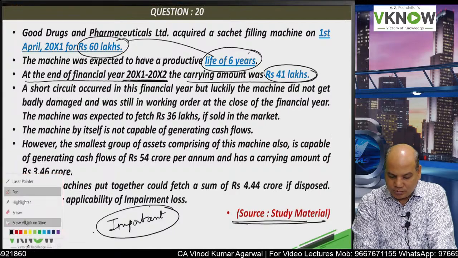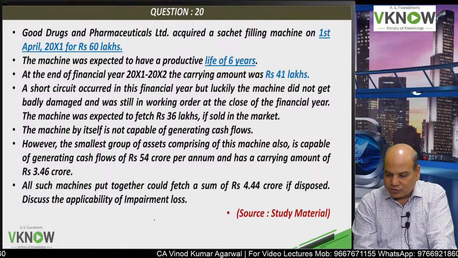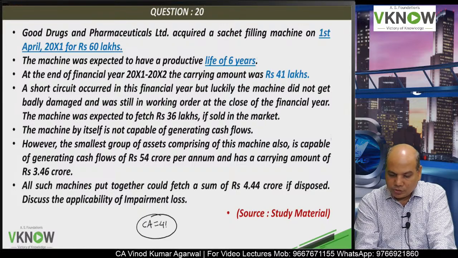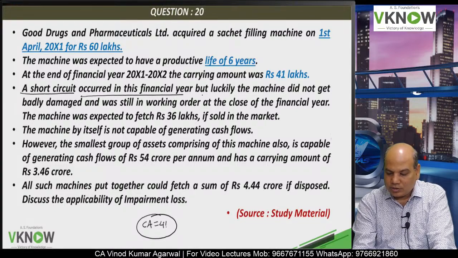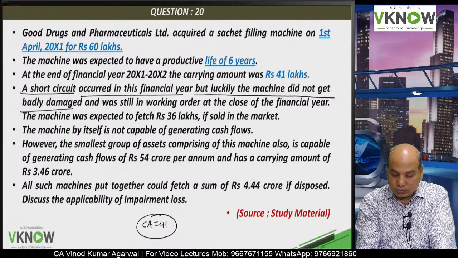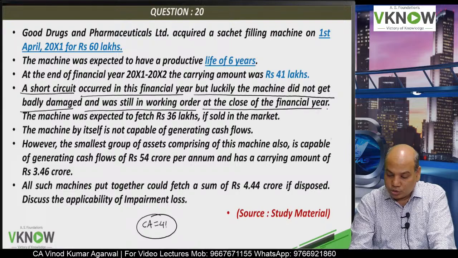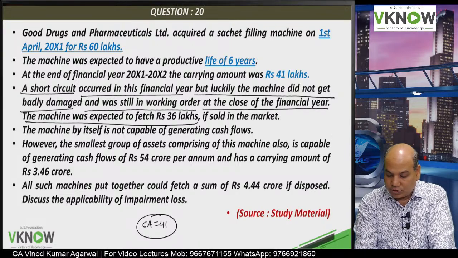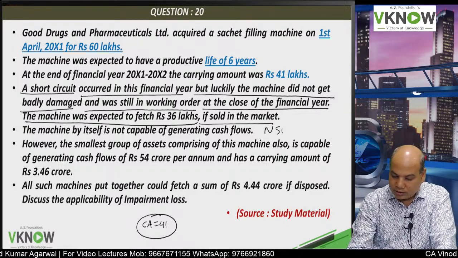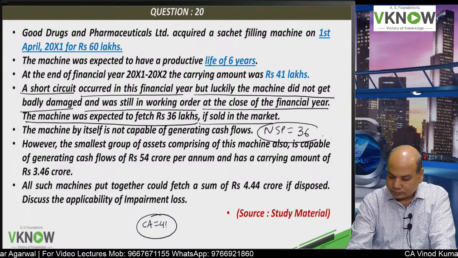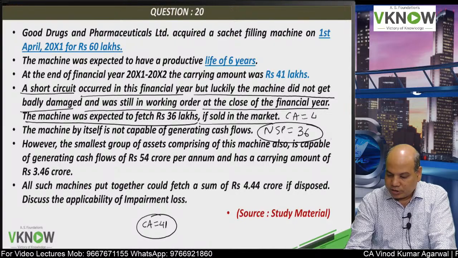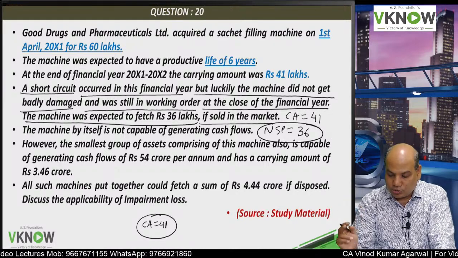So there is a machine which is sachet filling machine whose carrying amount is 41 lakh. A short circuit occurred in this year, but luckily the machine did not get badly damaged and it is still in the working order. At the close of the financial year, the machine is expected to fetch 36 lakh if sold in the market. Net selling price is 36 lakh. Carrying amount is 41 lakh. But I need one more number. I need value in use also.